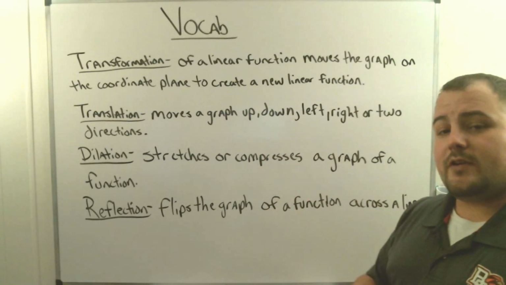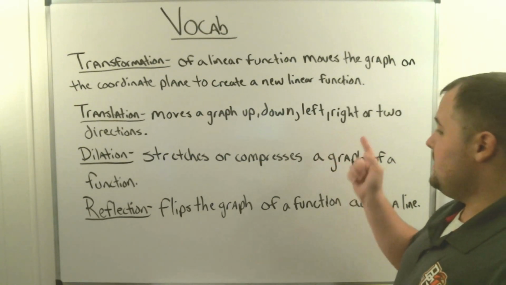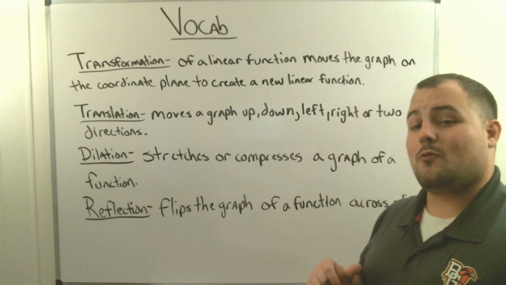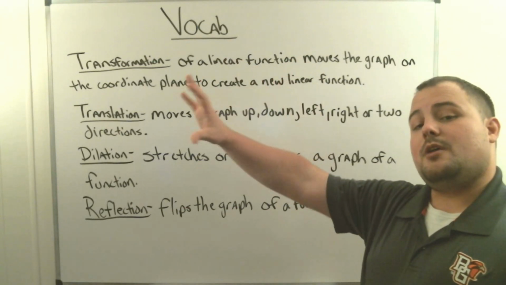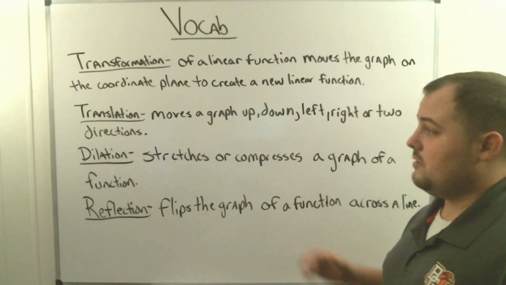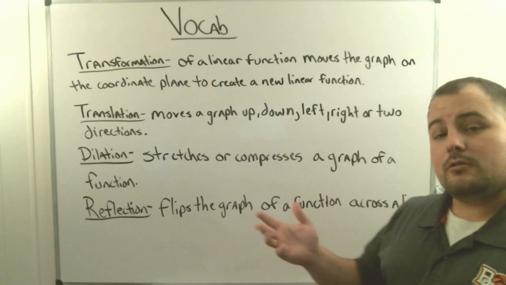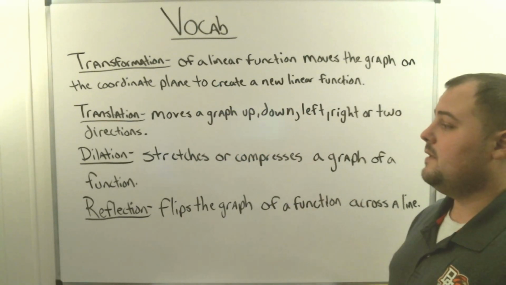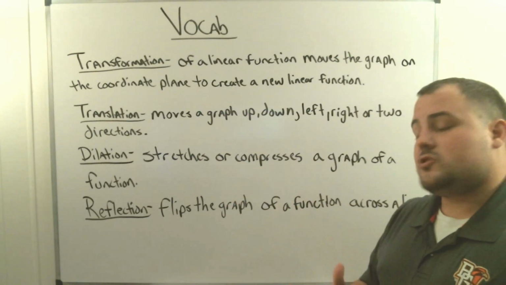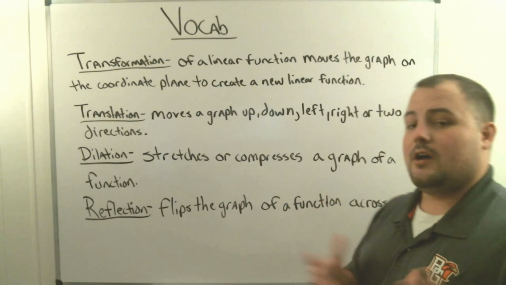Translation is when we move a graph left, right, up, down, or we can move it 2 directions at once. So we can move it up and we can move it right. That's a translation. So a translation is when we move a graph up, down, left, right, or 2 directions at the same time. A dilation is when we stretch a graph or compress a graph of a function.